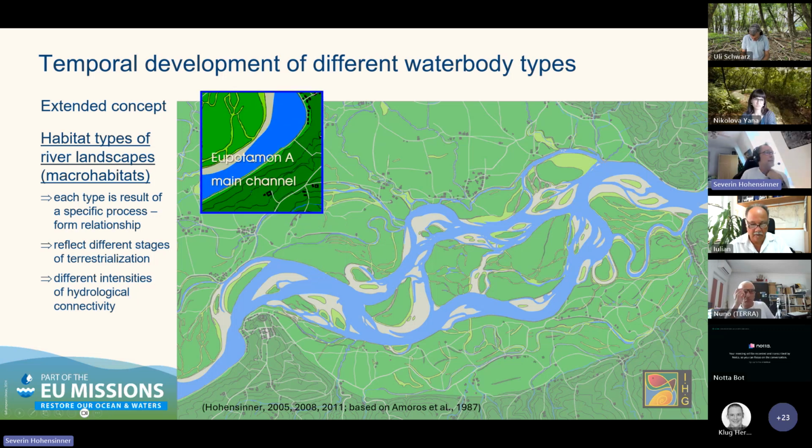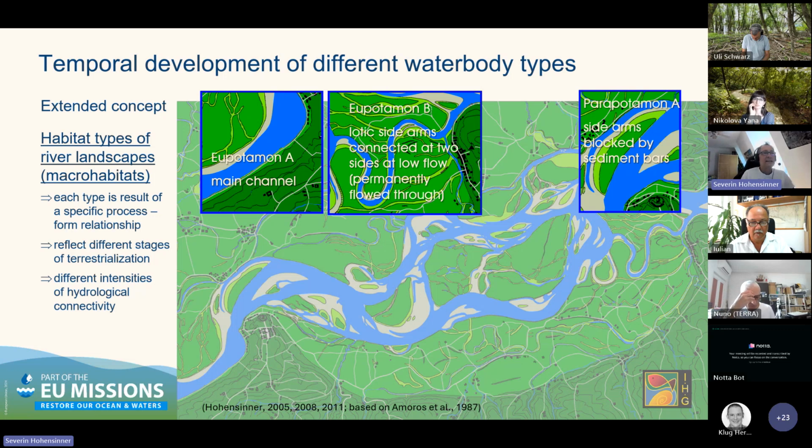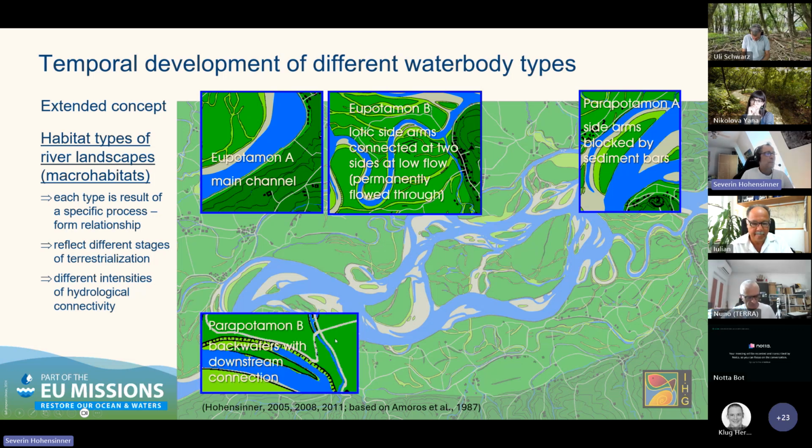And just how we extended the concept: the new eu-bottom-on A, the main channel habitat. Then we have eu-bottom-on B, lotic side arms connected at two sides at low flow, more or less permanently flowed through, except for extreme low flow situations. Then we have para-bottom-on A. These are side arms blocked by sediment, unvegetated sediment bars. We have the typical para-bottom-on B, backwaters with only one downstream connection, and upstream it's blocked by vegetation.